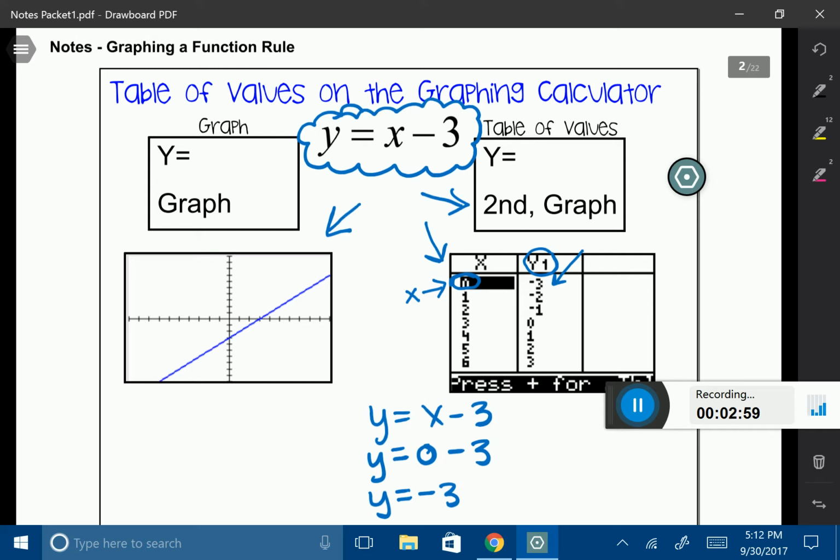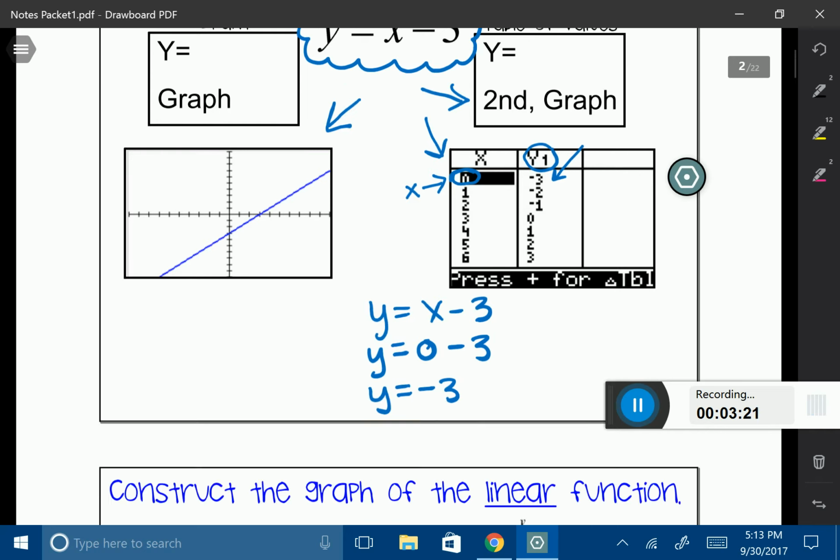So on your calculator, if you use your up and down arrows and scroll up and down, you can see that the numbers are endless. They'll go in the negative direction forever and they'll go in the positive direction forever. So we're really only going to be looking at a couple of these numbers today. So you won't need all of the numbers. Okay, let's go ahead and graph our first function rule.